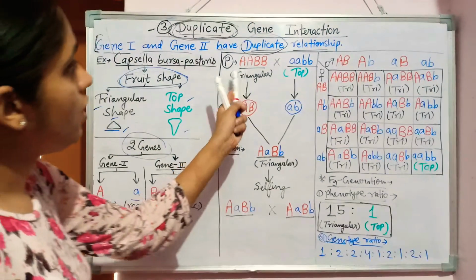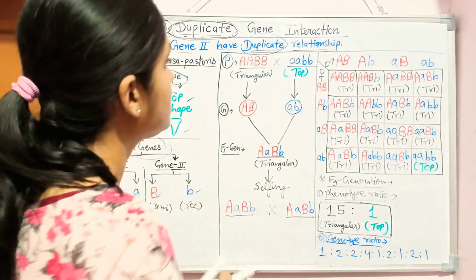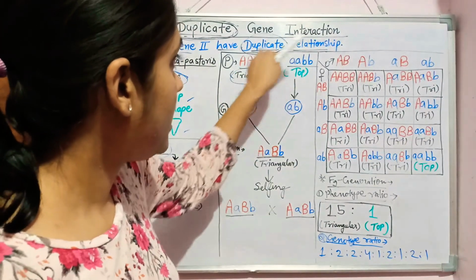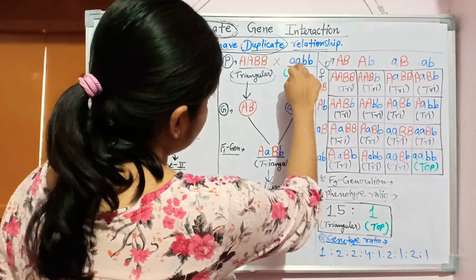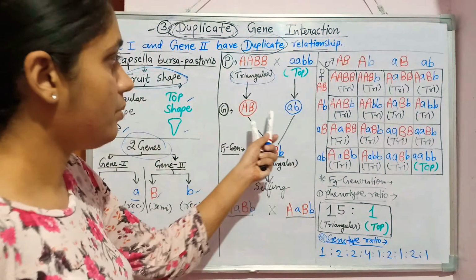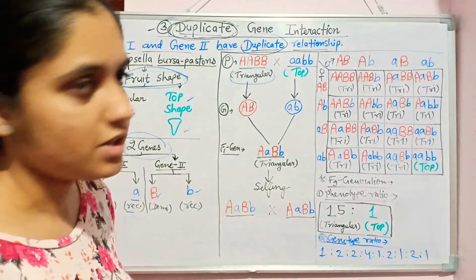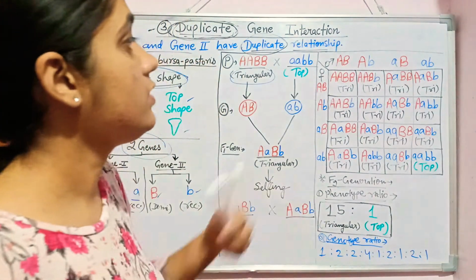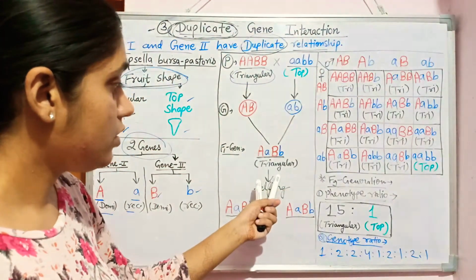First of all, if you do the cross, the parents you take must be homozygous. So first you take a triangular fruit parent crossed with a top shaped fruit parent. All the alleles are recessive in one, and all the alleles are dominant in the other. In the F1 generation, you can see triangular fruits are produced because dominant alleles are present. But what the duplicate gene interaction actually is, we will see only in the F2 generation, to form this checkerboard. So for this we will do the selfing.